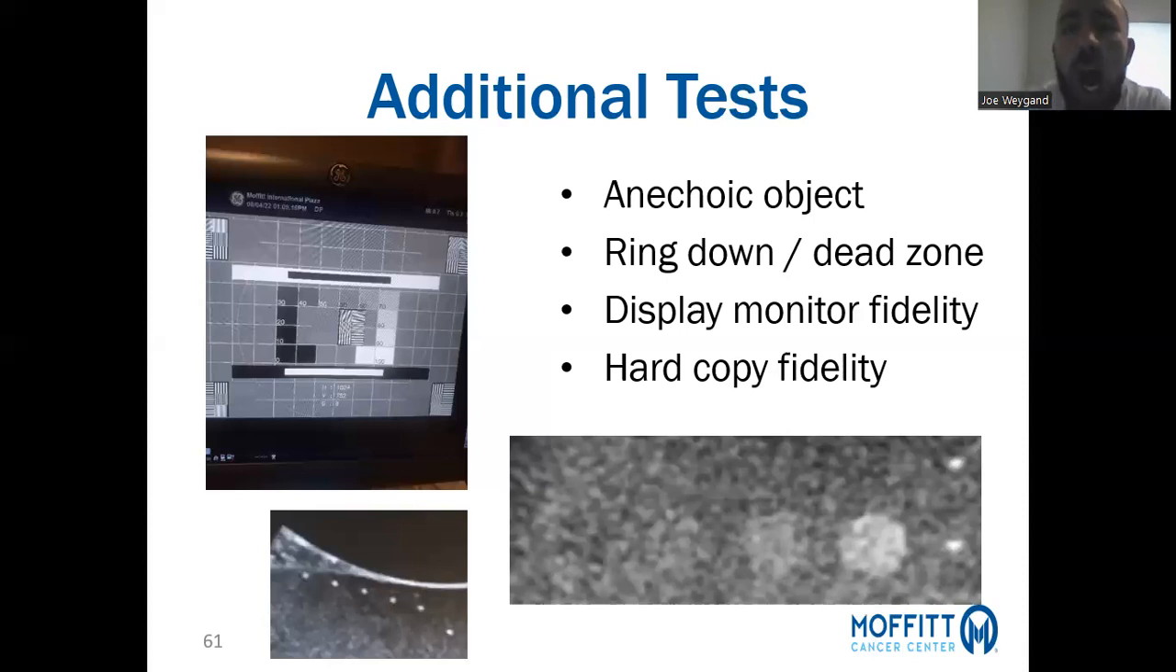reasonable image. You would also want to assess the fidelity of whatever display format you use. So if you're using a monitor, you would want to assess the display monitor fidelity, or if you're using a hard copy, you would want to assess that.